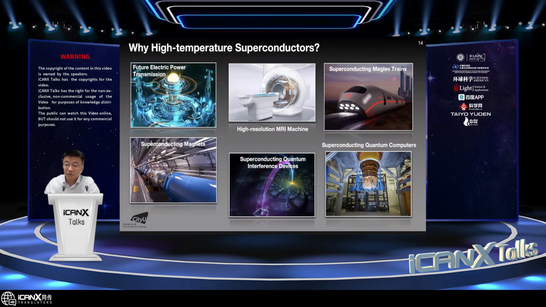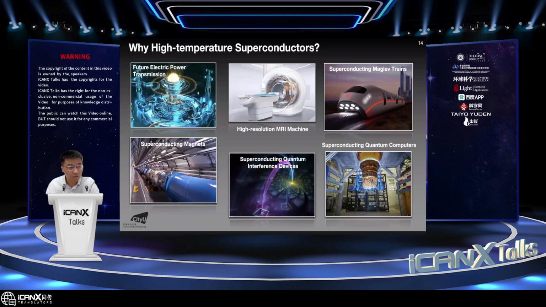Okay, so maglev trains. If you have a superconducting material, since it expels the magnetic field completely, you can imagine a situation where trails made of superconductors would perfectly lift the trains so that you have zero resistance, zero friction when the trains are running, right? Also, for scientific research, similar to the MRI machines, if you have superconducting materials, we can generate a large magnetic field that can be utilized by scientists.